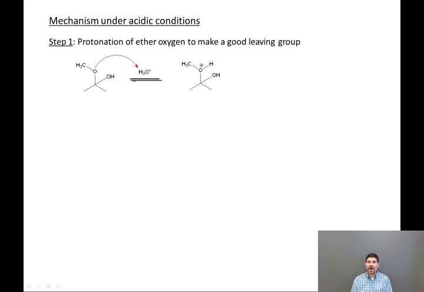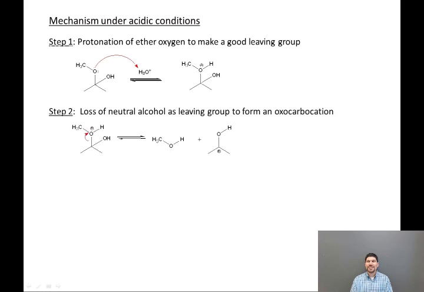So that will happen under aqueous acidic conditions, H3O+, and now we have the protonated ether. Step 2 is loss of the neutral alcohol now. So the protonated ether is lost as a neutral alcohol as the leaving group. So methanol has now been jettisoned. It's the leaving group, it's left. And what we are left with is an oxocarbocation, because when you break that carbon-oxygen bond, put both of the electrons onto the oxygen, you are left with a positive charge on the carbon.